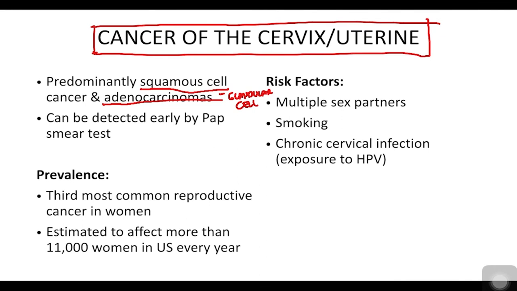Okay, it can be detected by pap smear test. And prevalent, it's the third most common reproductive cancer in women, estimated to affect more than 11,000 women in the US. Okay, risk factors would be multiple sex partners, smoking, and chronic cervical infection or exposure to HPV.